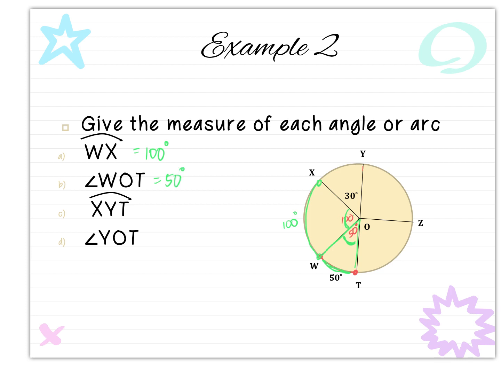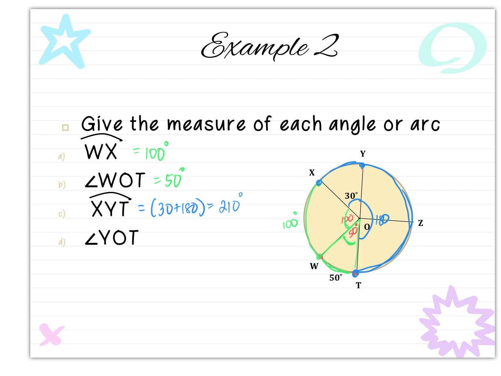I'm going to keep going. Then it says, what is arc XYT? So from X to Y to T. X to Y is 30, and Y to T is 180 degrees. So now I'm going to use my arc addition postulate. I know XYT is going to be the sum of 30 plus 180, or 210 degrees, because these two arcs are adjacent.